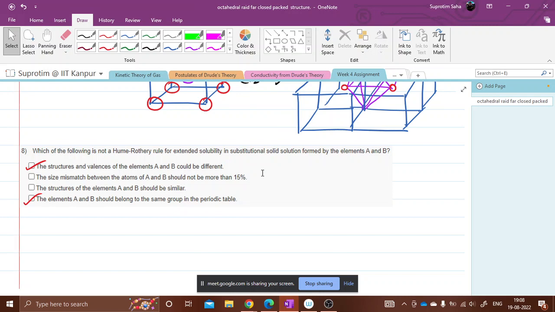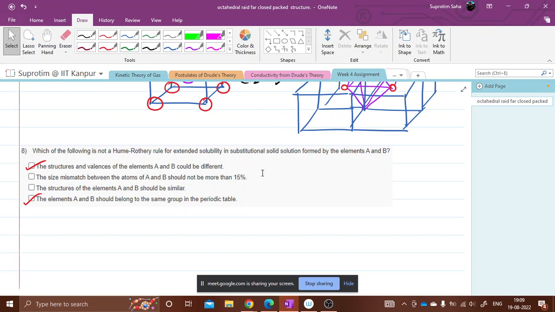They can be, but it is not hard and fast that they have to be in the same group in the periodic table. Let's say copper and nickel, they are not in the same group. They can be in the same row, from the left part of the periodic table to the right part, but not very far away, because then the electronegativity will differ. At the furthest left there will be electropositive elements, and at the furthest right there will be electronegative elements, right? So the electronegativity also has to be comparable. So it can't be too far apart, but it can be in the same row, or not. So that's why we are taking the option that this is not correct.